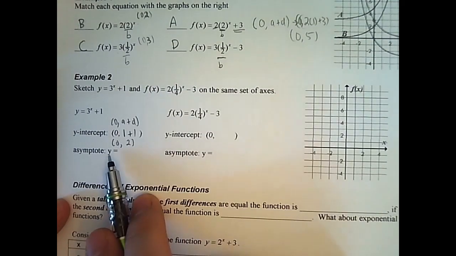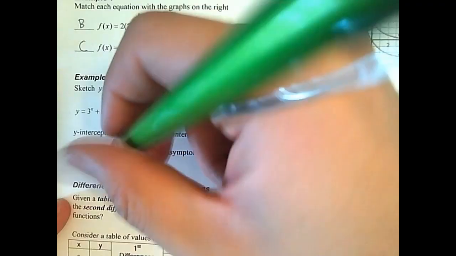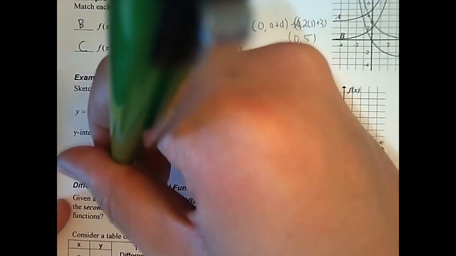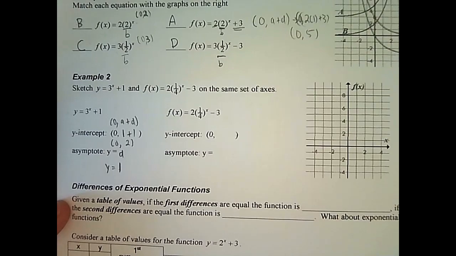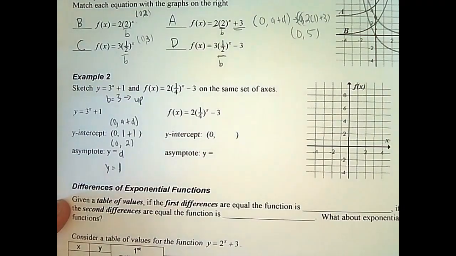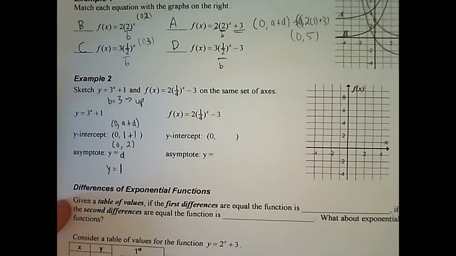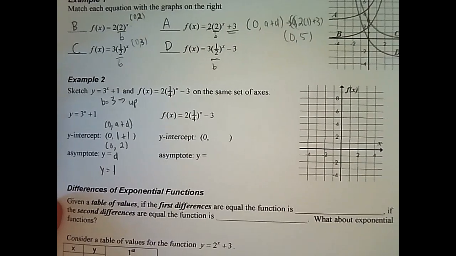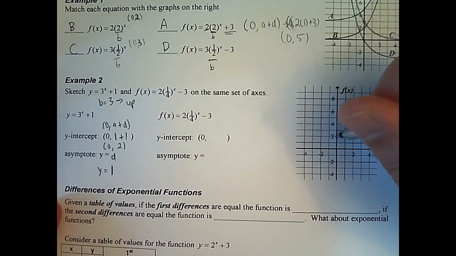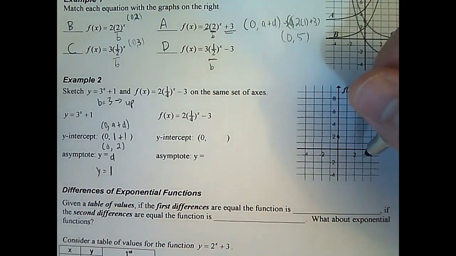And then our asymptote, our horizontal one, is y is equal to D, and we said our D value is 1 here, so our asymptote will be at y equals 1. And then we also know our B value is equal to 3, so therefore it has to be increasing, it has to be going upwards. So let's put these points on our graph. Well, I know I have a y-intercept at 0, 2.